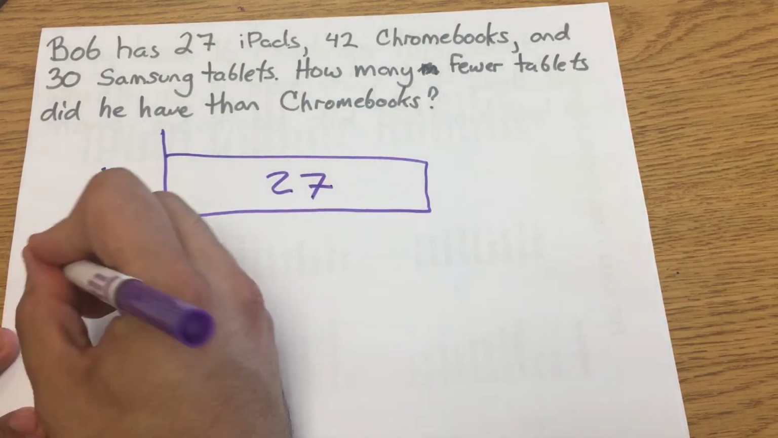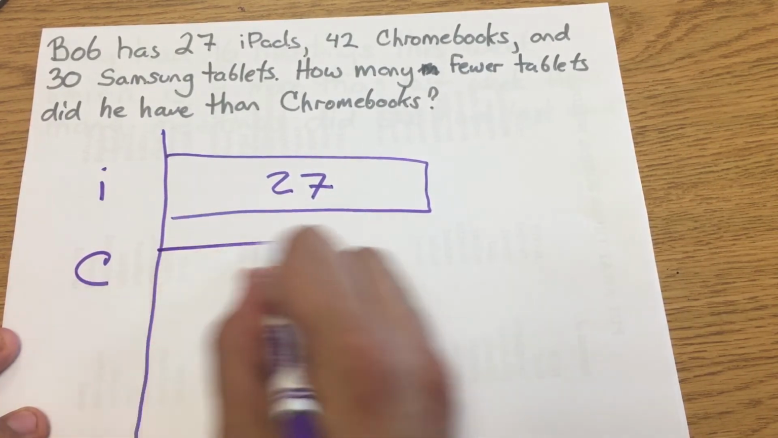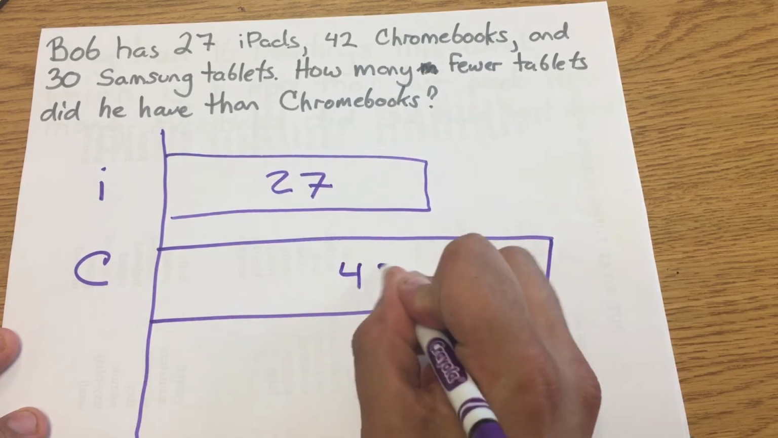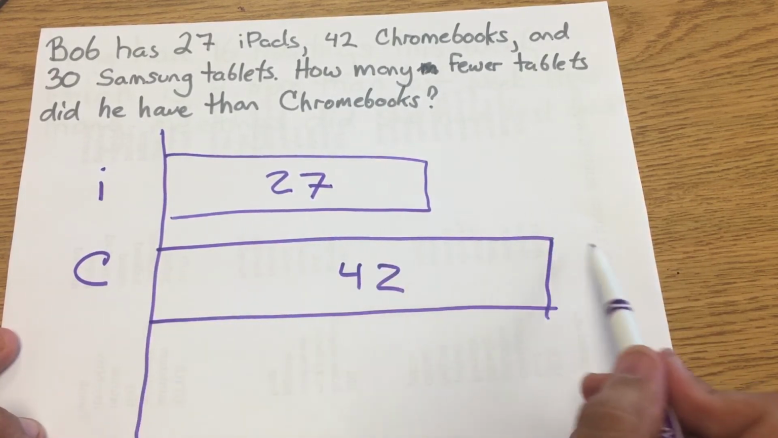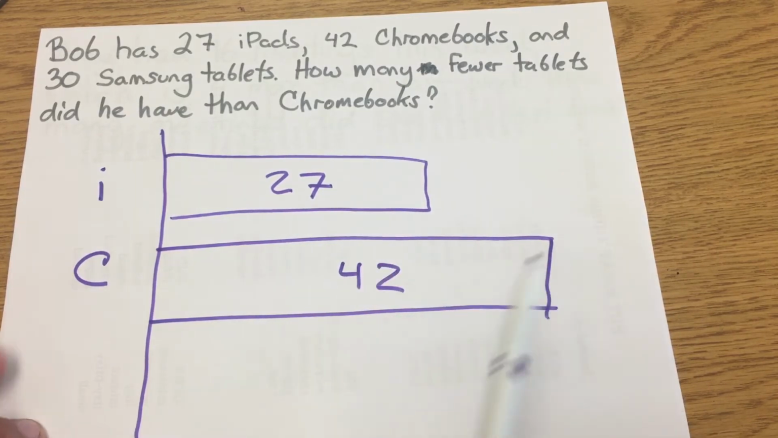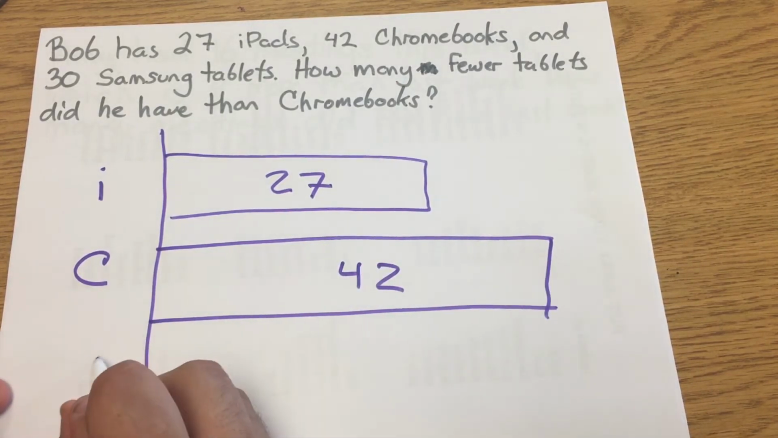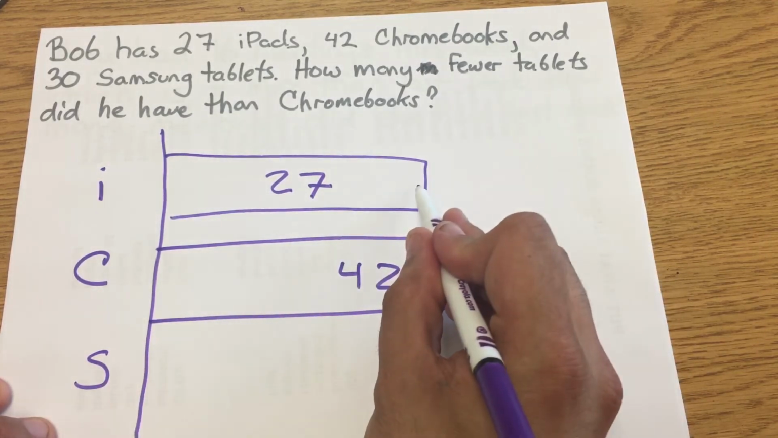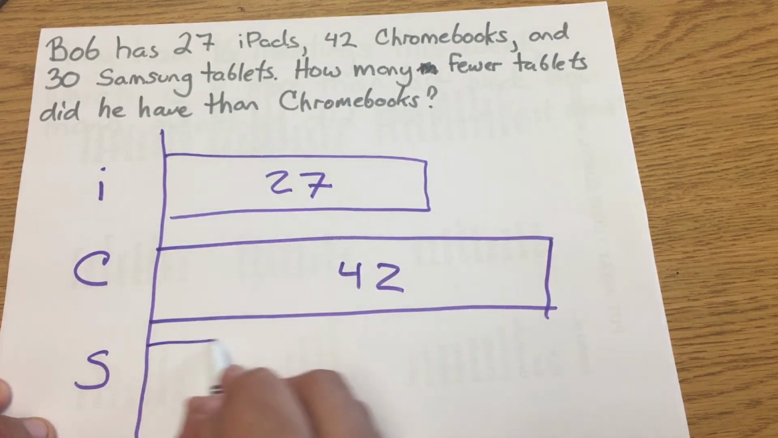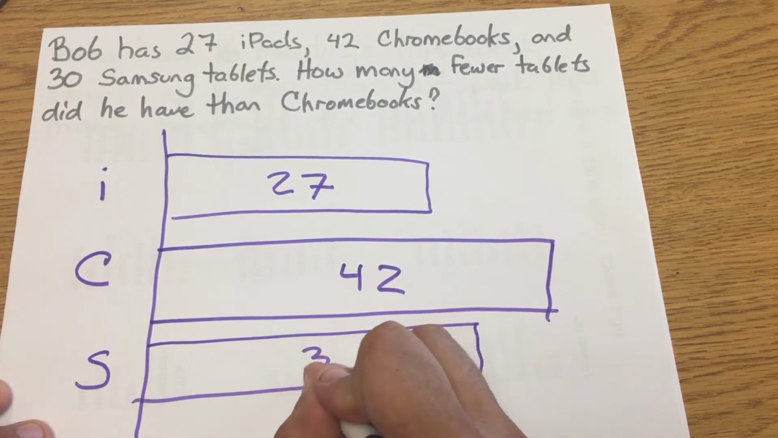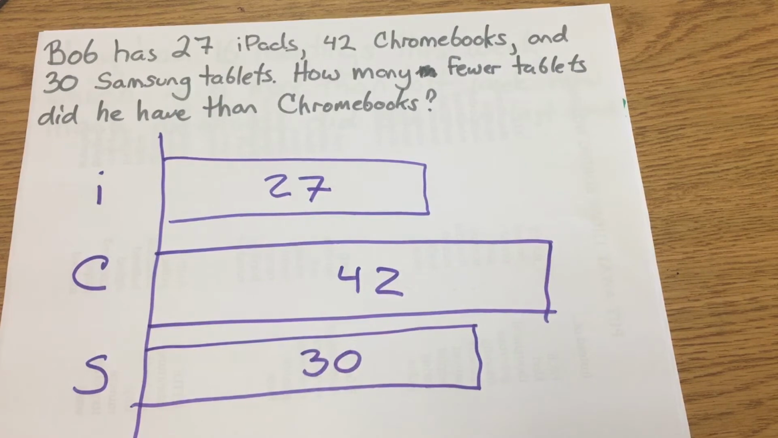And we know that there's 42 Chromebooks. I'm going to put a C here. And that's a much bigger amount. Don't stress about whether it's the exact right size, or maybe it should have gone to here or it should have stopped here. The idea is that 42 is bigger than 27, and I've shown that. And then lastly, we've got those Samsung tablets, and we're looking at about 30. So I have to make it bigger than my 27, but smaller than my 42. So we'll just go here. That's probably a little too big, but that's okay. 30 tablets here. So I've got here 27, 42, and 30.